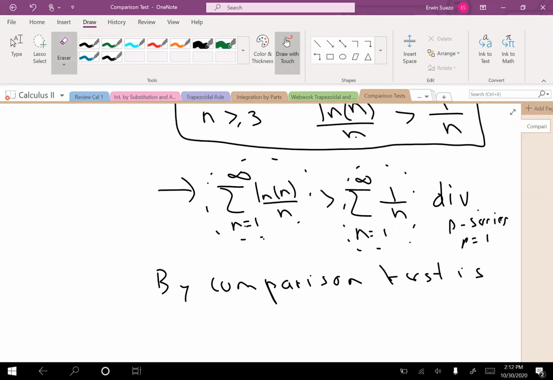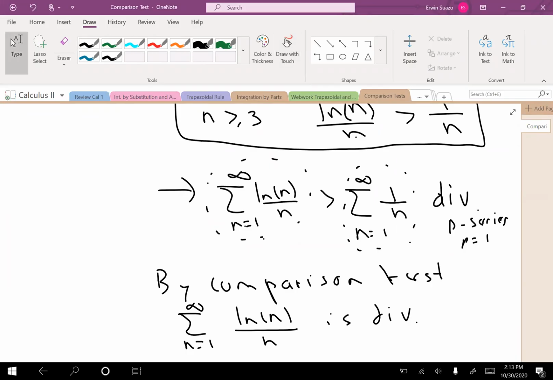By comparison test, the sum of n equals 1 to infinity of ln n over n is divergent. Okay? So yeah, we got that one.